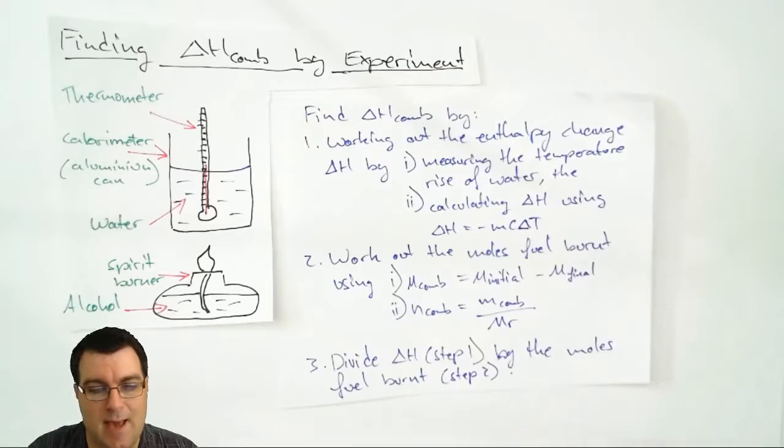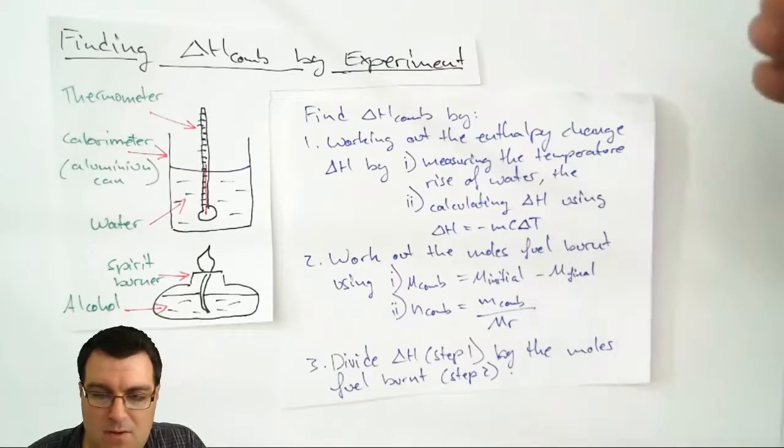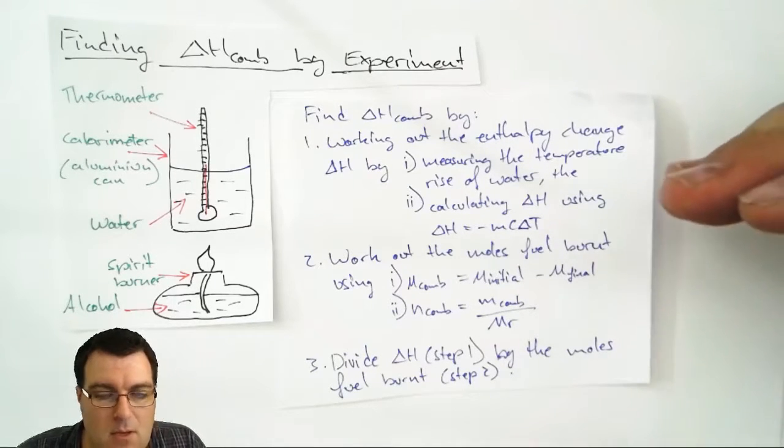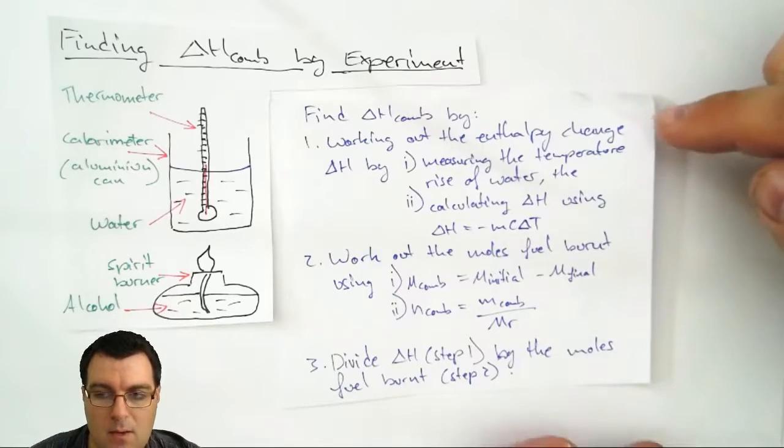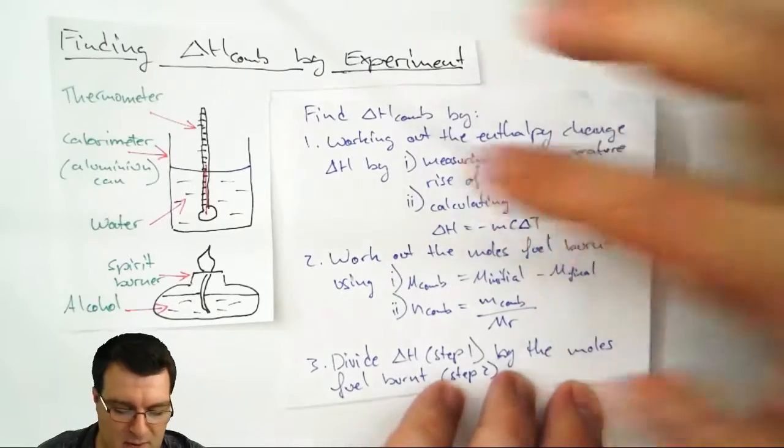All right, so let's take a look at the exact process, the steps we would have to do to actually find our molar heat of combustion by this experiment. Well, number one, we have to look at the enthalpy change. That's delta H.